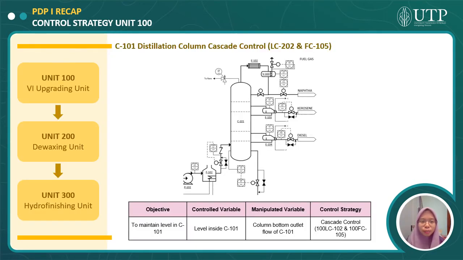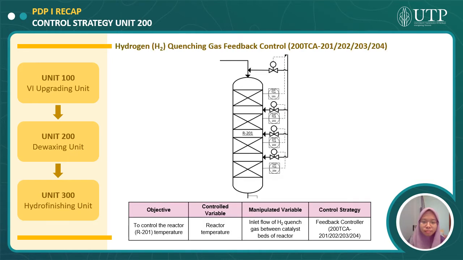Okay, so proceed to our control strategy. There are several control strategies that have been implemented widely in our plant. However, in this recap, only 3 will be highlighted. First, in our unit 100, we implemented cascade control at our distillation column. Second is feedback controller implemented in unit 200 in order to control the reactor temperature.